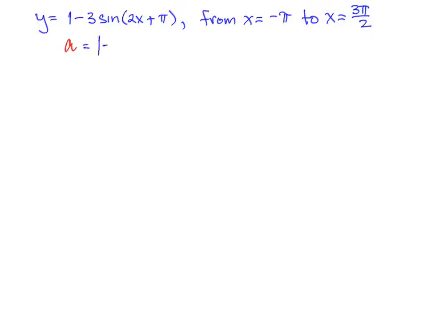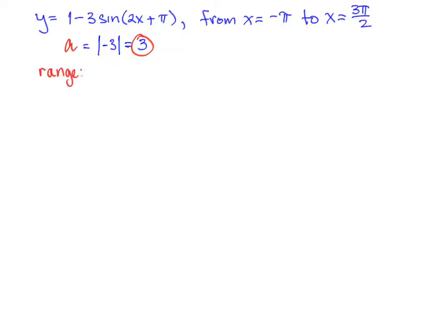First of all, we have to find the amplitude, and that's always the absolute value of the number that the sine or cosine is being multiplied by. So here, it's just the absolute value of -3. We can ignore that 1 that's before that. So the amplitude here is just 3.